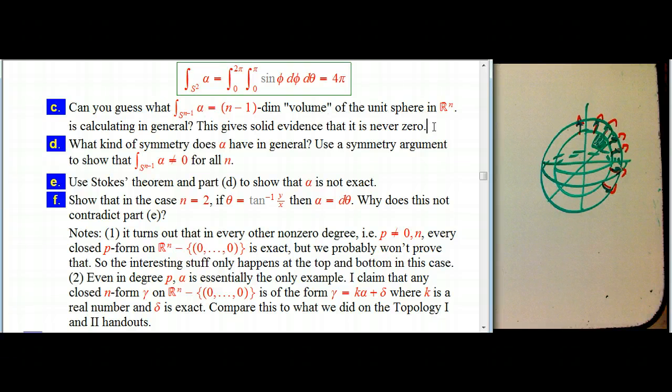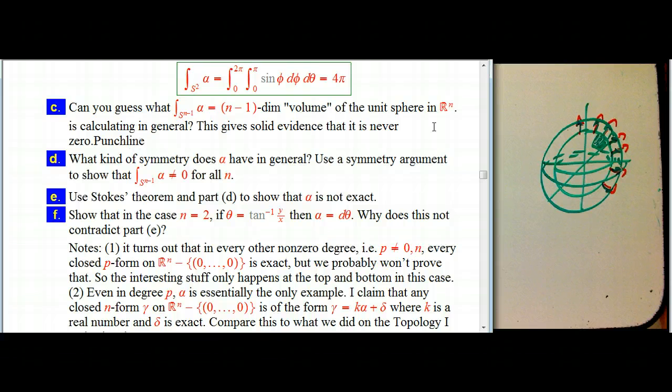Okay, so the punchline here, alpha is the n-1 dimensional volume form on the n-1 dimensional sphere. And so if you integrate it, you get the total volume, the total size of the sphere.